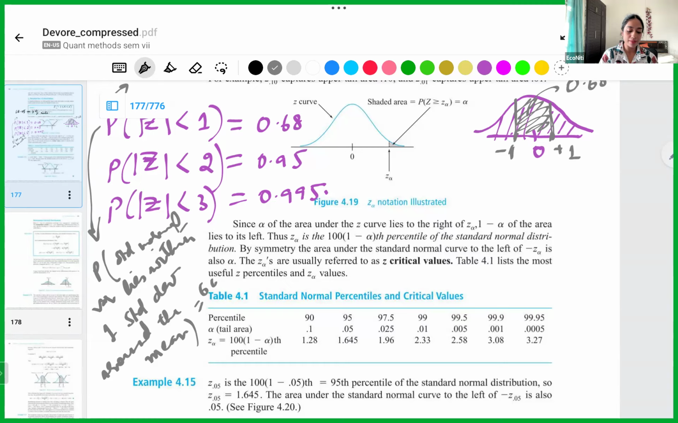This is always 68%, and you can calculate this. इसका proof वगैरह हम नहीं करेंगे, but ये point है. Within one standard deviation, अगर कोई रैंडम वेरिएबल का स्टैंडर्ड नॉर्मल डिस्ट्रीब्यूशन है तो 68% of the values will lie within -1 and 1.